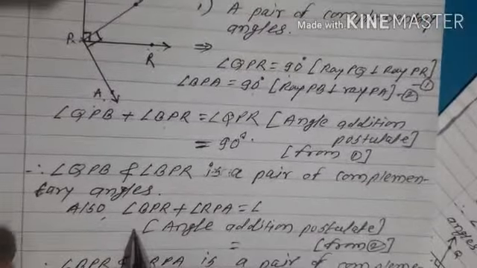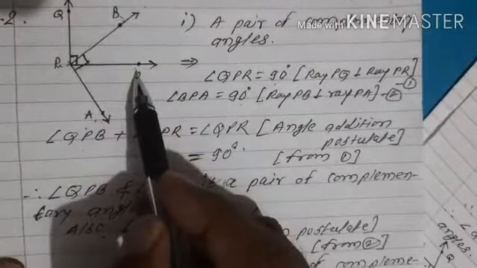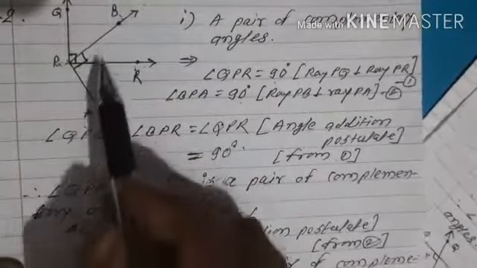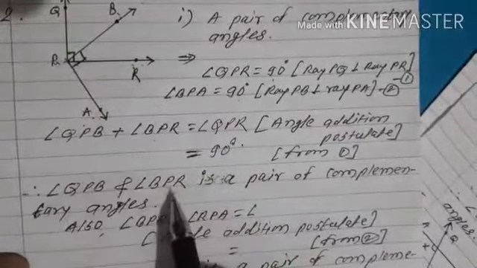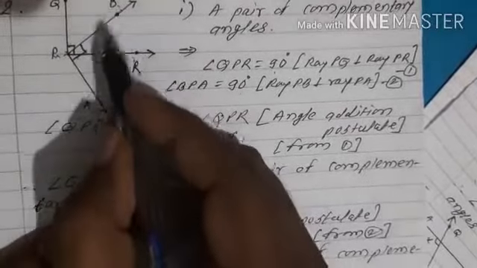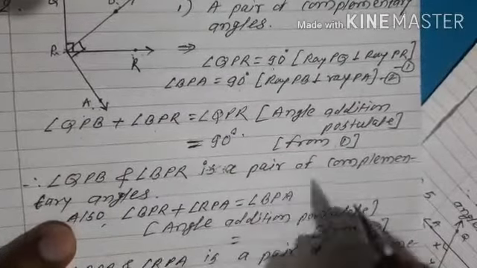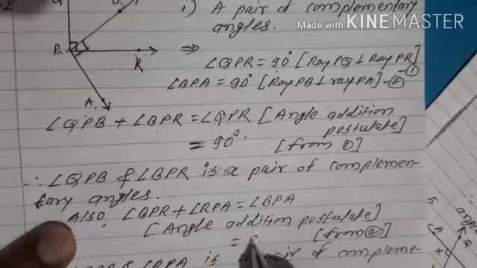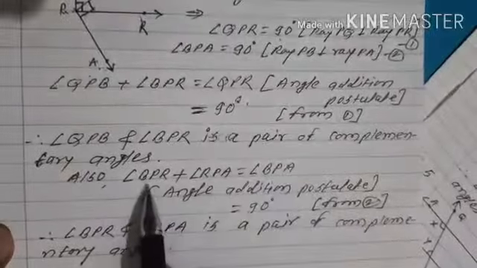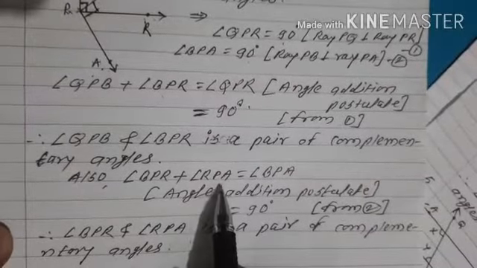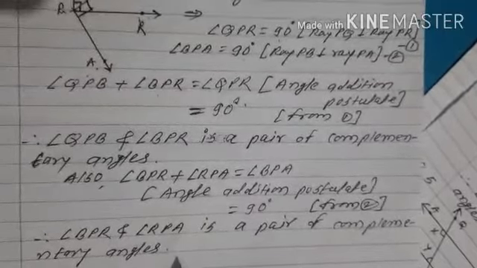Similarly, angle BPR plus angle RPA is equal to angle BPA, and this angle BPA is equal to 90 degrees from 2. Therefore, angle BPR plus angle RPA is a pair of complementary angles.